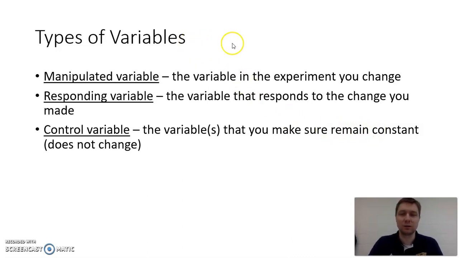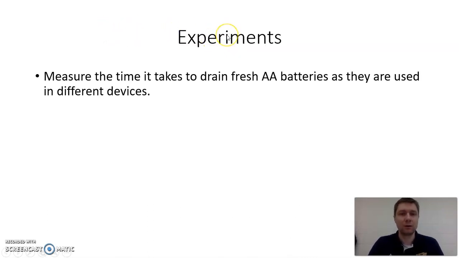So let's take a look at an example here. The first one is this experiment that says you're measuring the time it takes to drain fresh AA batteries as they're used in different devices. So what I want you to do is pause the video and, on a piece of paper, write down what you think are the manipulated variable, the responding variable, and the controlled variables.